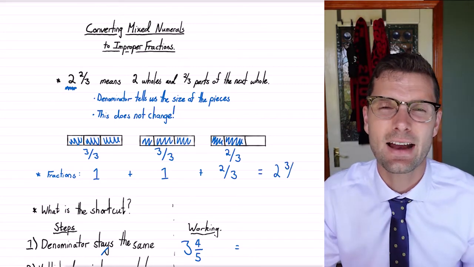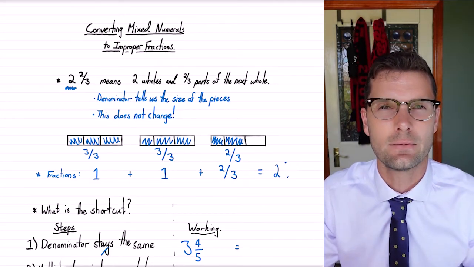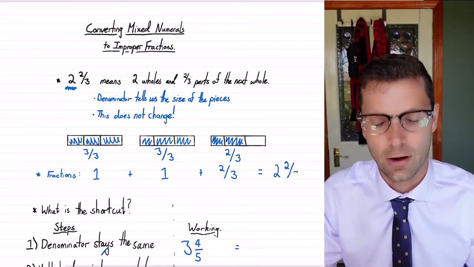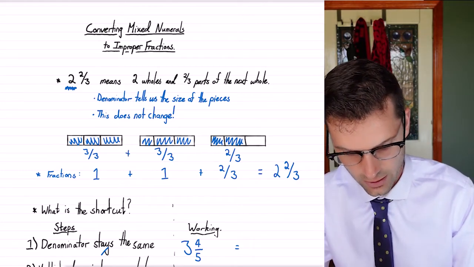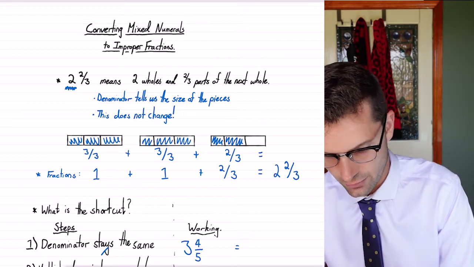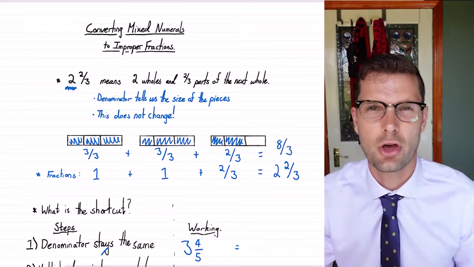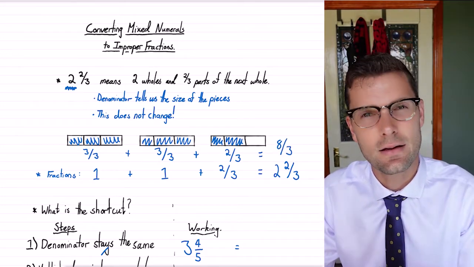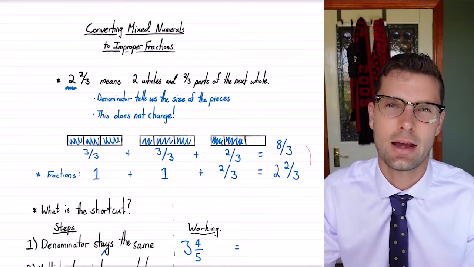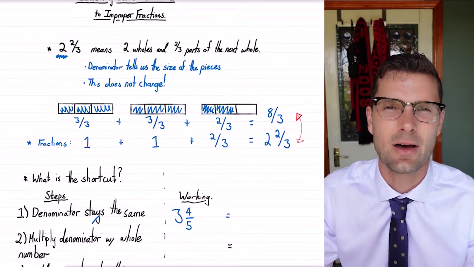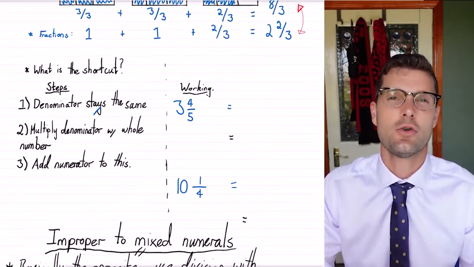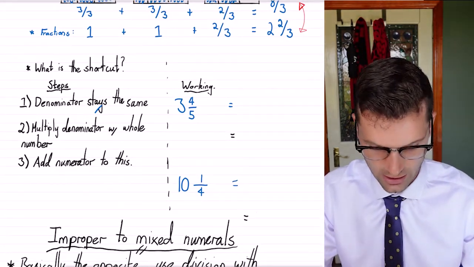But if you just counted up the number of pieces in a normal fraction to put it as an improper fraction, we would say we'd have 3 over 3 plus 3 over 3 plus 2 over 3. So we've got 8/3. So that's how we convert the mixed numeral into an improper fraction. But we obviously don't want to draw stuff out every single time we want to answer one of these questions. So there is definitely a shortcut.